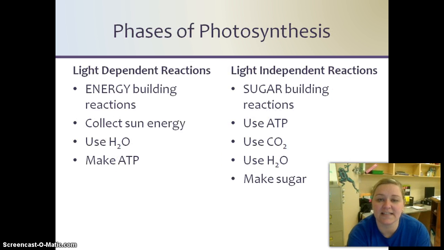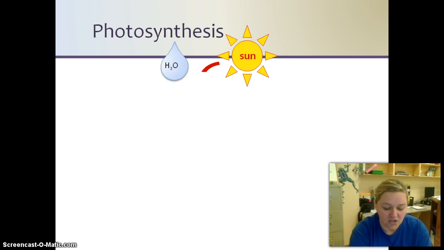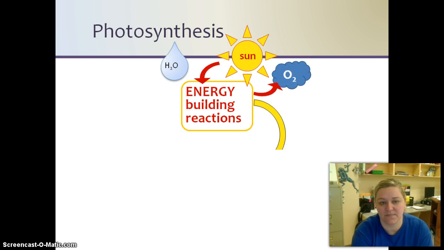So, like I said, there are two reactions. The first is light dependent. These are our energy building reactions. The plant takes the sun's energy, adds some water, and uses that to make ATP. Then we use that ATP in the light independent reaction. So this can happen at nighttime to build the sugars. We take that ATP, add in some CO2, add in some water, boom, we've got some sugar.